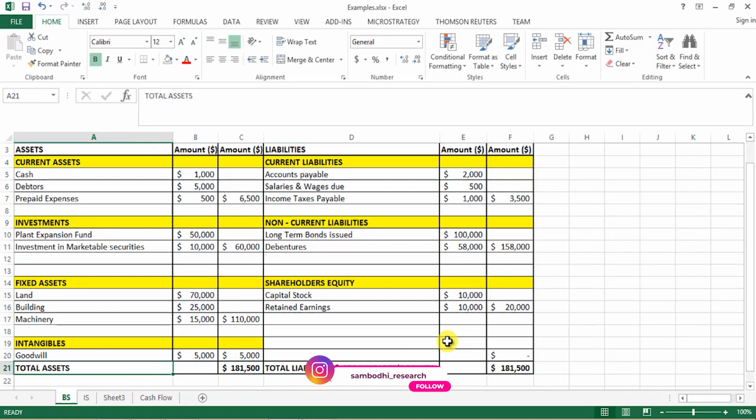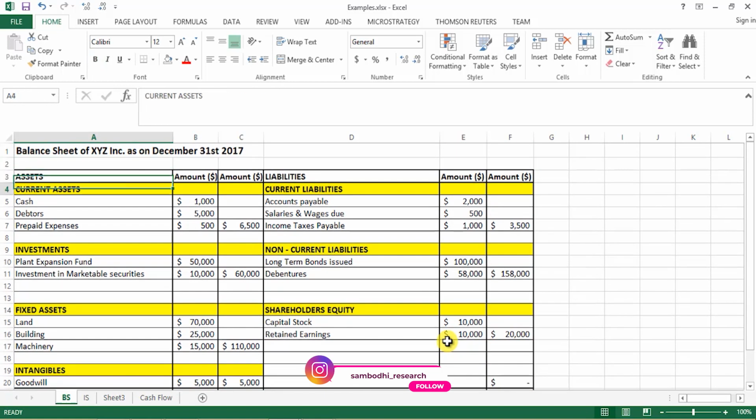So let's quickly go through the items one by one to get a quick understanding of why each item forms a part of the current or non-current section. On the asset side, we have cash, obviously readily realizable. Debtors due within the next 1 year or within the operating cycle, and prepaid expenses realizable within the next 1 year. That's why these all form a part of the current assets.